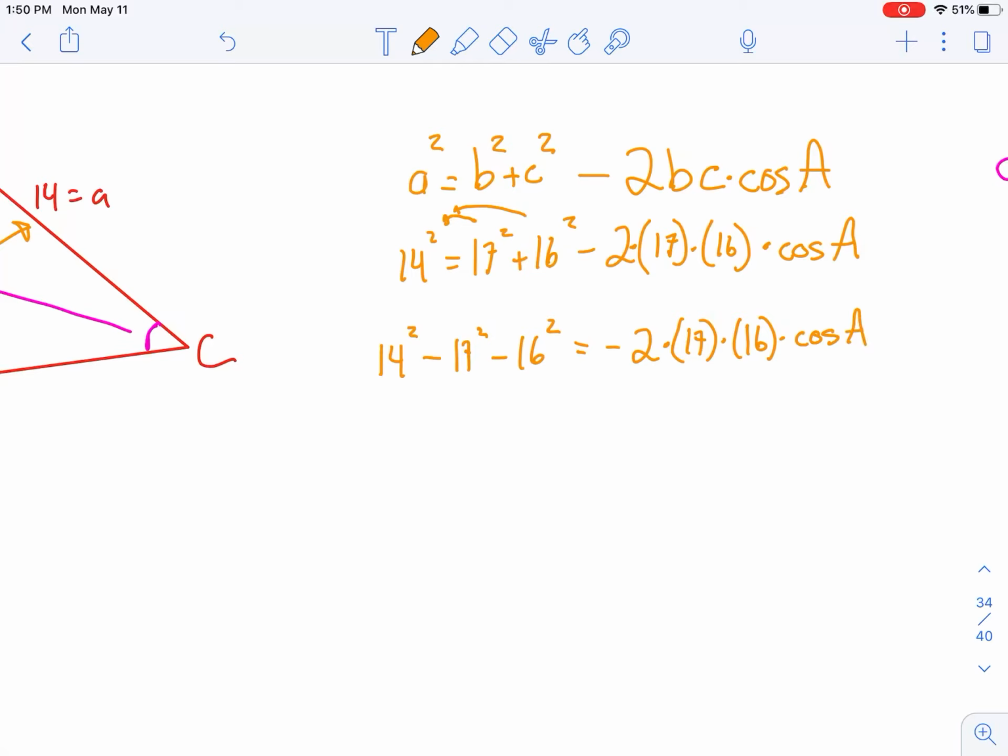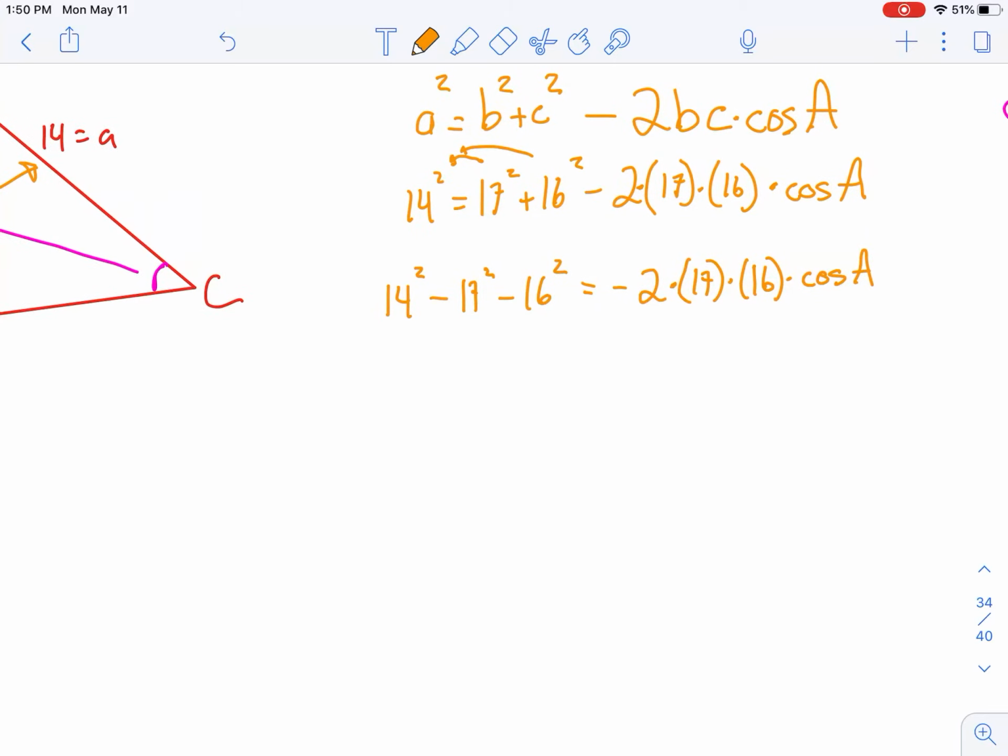My next step is this minus 2 times 17 times 16. It's just a number, multiplied by cosine of A. I could type this into my calculator and get the actual number, because those are whole numbers. Sometimes they're ugly decimals, and I won't want to write them all out, so I'm going to show you the actual work. So we're going to divide both sides.